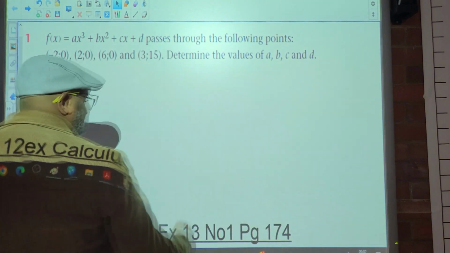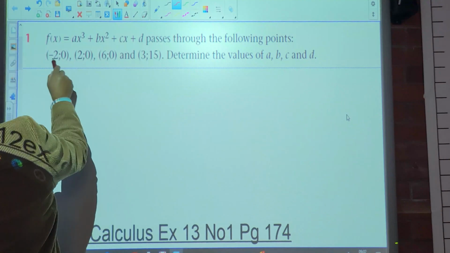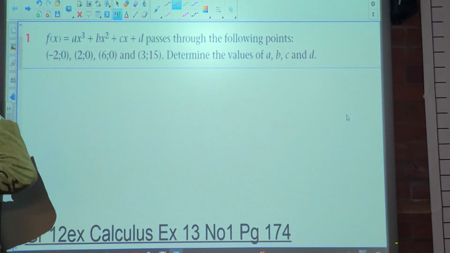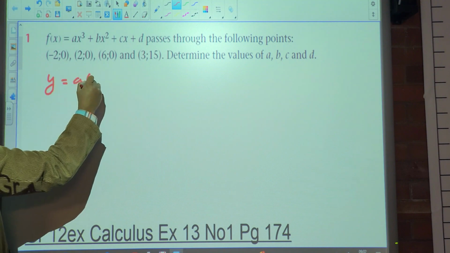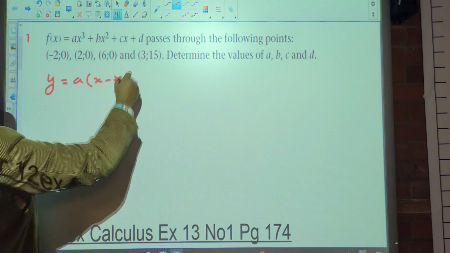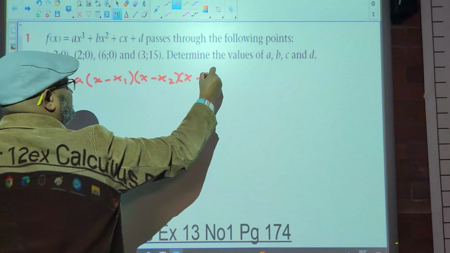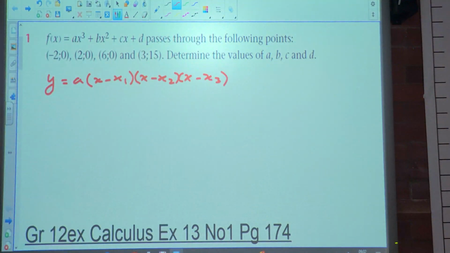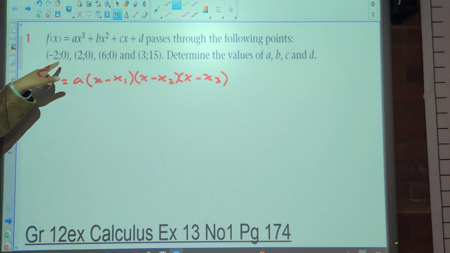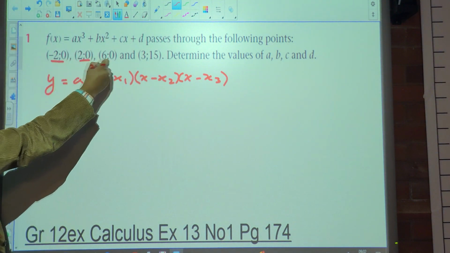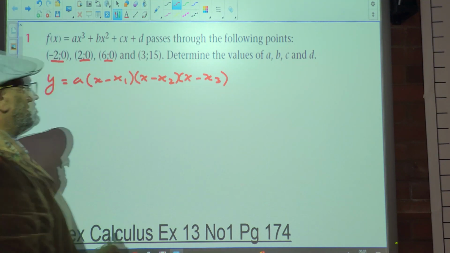Alright, so what we notice, people, is that we have 3 x-intercepts. Can you see that? So we follow the formula y is equal to a into x minus x1, x minus x2, x minus x3, where x1, x2 and x3 are the x-intercepts. How do I know they're x-intercepts? The corresponding y values are 0 there.